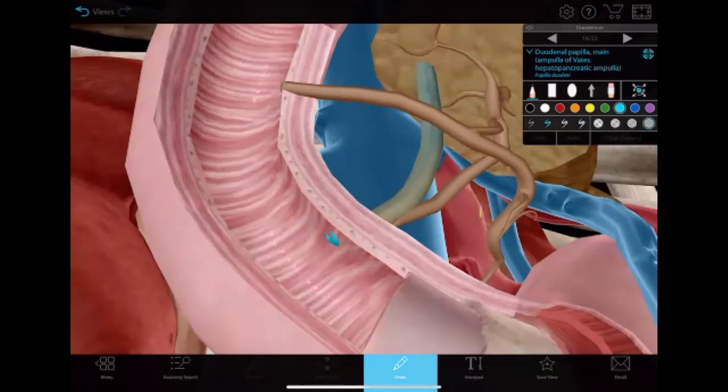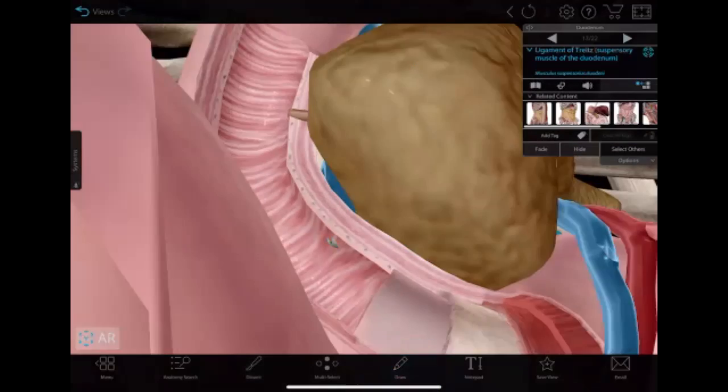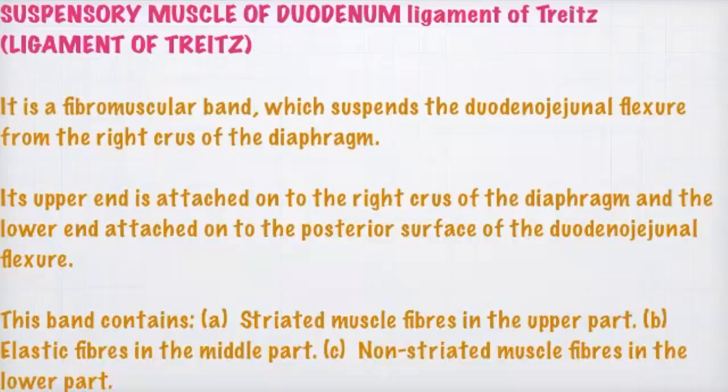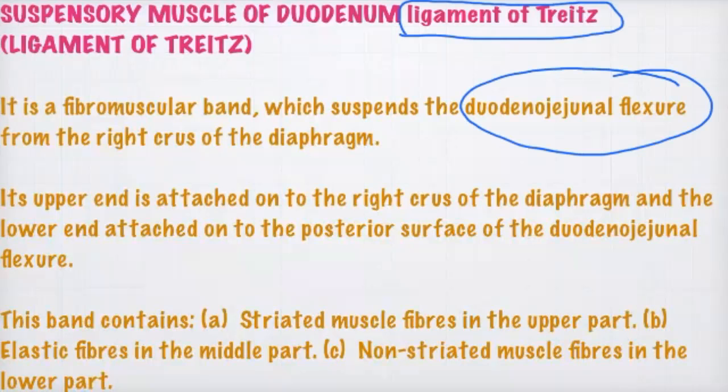Coming to the suspensory ligament of the duodenum or ligament of Treitz. It is a fibromuscular band which suspends the duodenojejunal flexure, that is at the junction of the duodenum and jejunum, from the right crus of the diaphragm. The upper end is attached to the right crus of the diaphragm and the lower end is attached to the posterior surface of the duodenojejunal flexure. This band contains striated muscle fibers and non-striated muscle fibers.